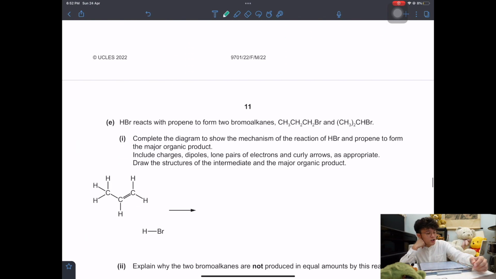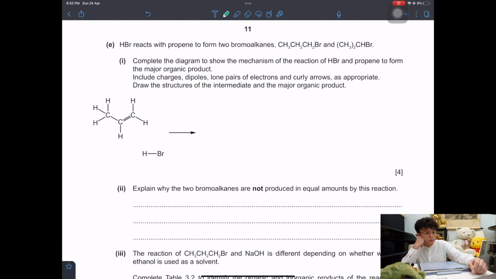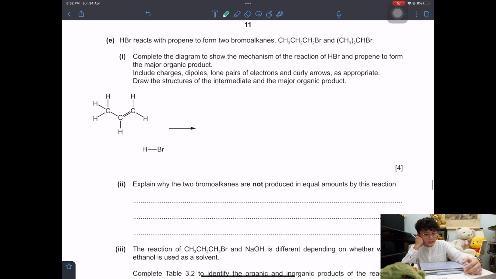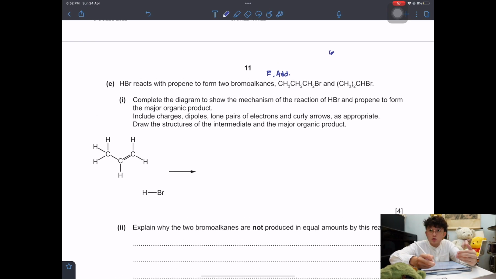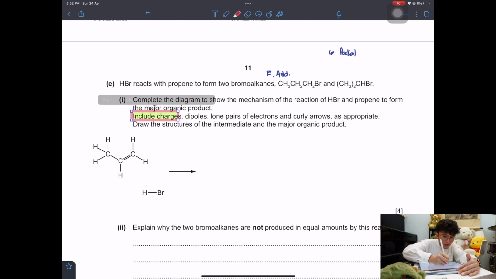Okay, next we have HBr reacts with propene to form bromoalkane, CH3CH2CH2Br, and mechanism. So I know that the mechanism here is electrophilic addition, or I put it as E-add. Guys, whenever you do all these questions, there are a few checklists that you must know. So first thing, please show all the partial charges. I think they already mentioned partial charges, please show it. Dipoles, please show it. Lone pair, please show it. So this will carry the first mark.